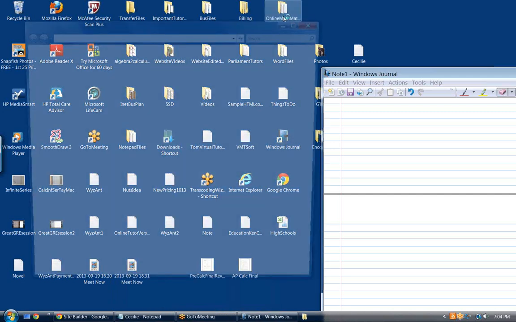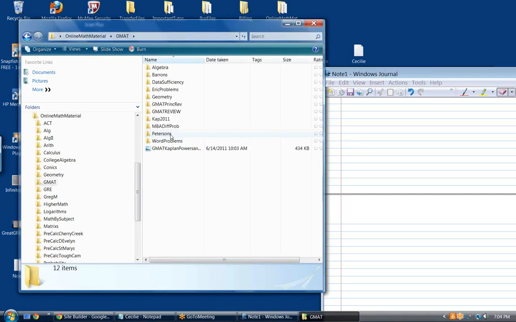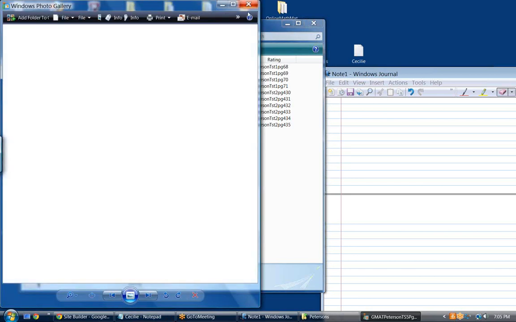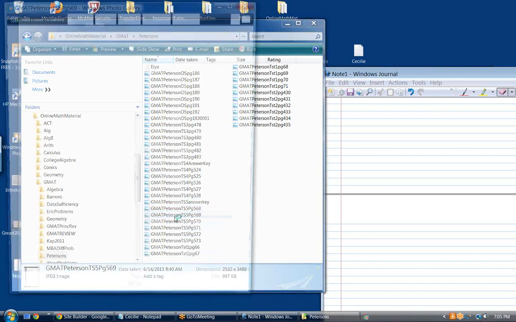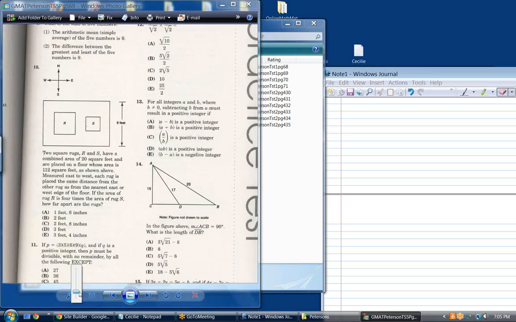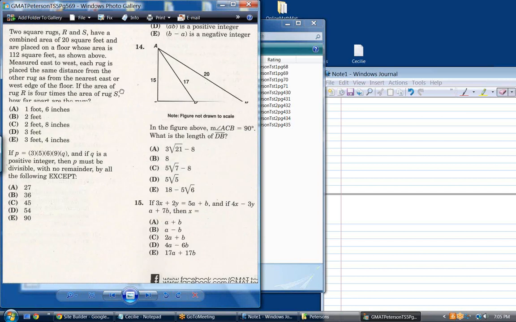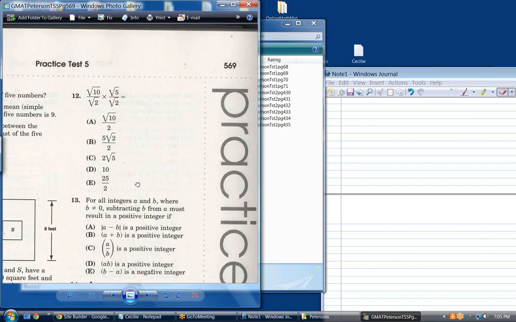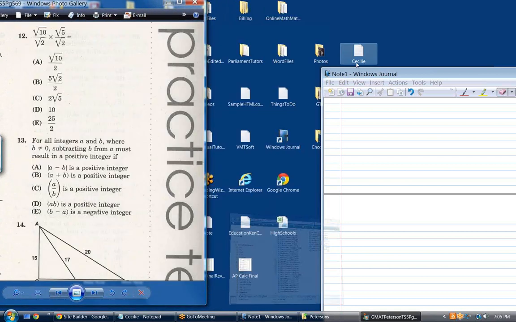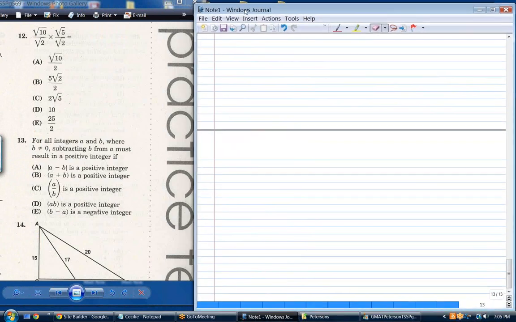So let me bring up that test. Let's see, we were on number 11 of test 5. Amazing what a difference a white background makes. Actually, it's more than just a white background. It's a white background and clearer letters. Okay, number 12. Oh, man. That does not look fun.